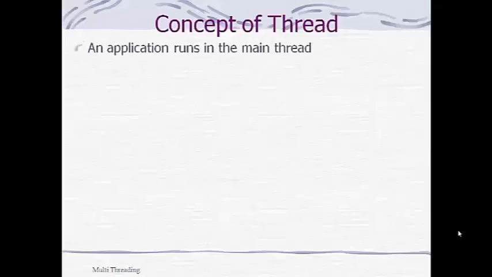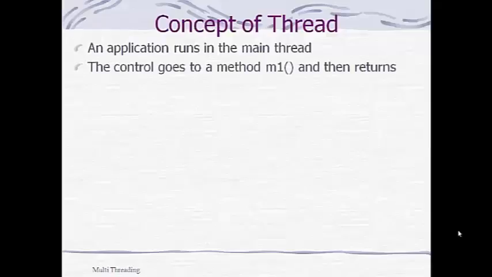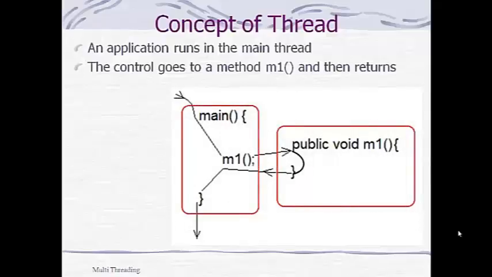An application runs in the main thread. The control goes to a method, say M1, and then returns, as in this figure. So you can see the flow comes into main. At this point it switches to M1, completes the process, and it has to wait here until this is returned, then continues to finish.